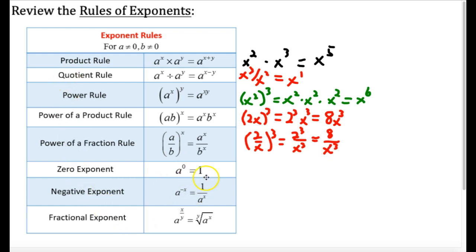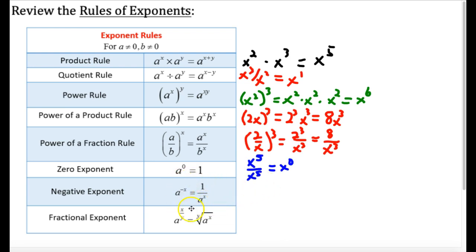And then the last three. The zero exponent rule is that anything raised to the 0 power is equal to 1. The basic idea there is, say we have x to the 5th over x to the 5th. If I subtract my exponents, 5 minus 5 gets me x to the 0 power. Well, we know that anything over itself is equal to 1. So x to the 5th over x to the 5th has to equal 1. That's why we say anything to the 0 power is equal to 1.